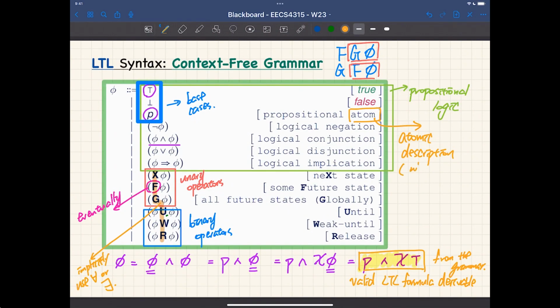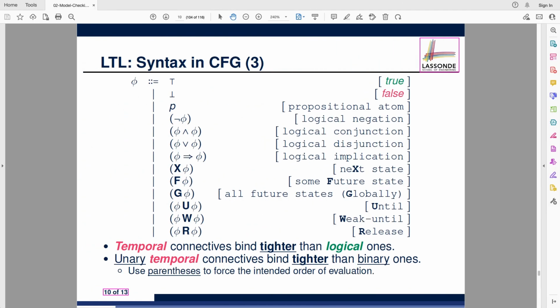Which itself does not contain any operators. Any operators. Okay, good. All right, so that's about what we said.